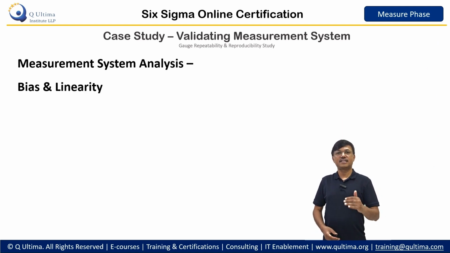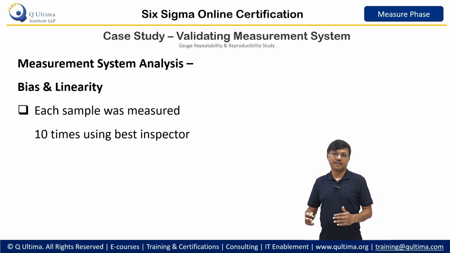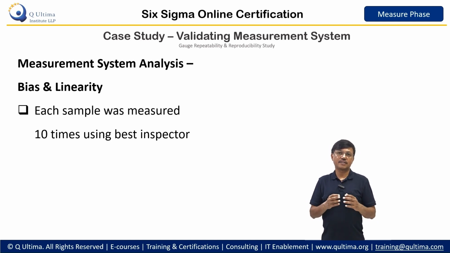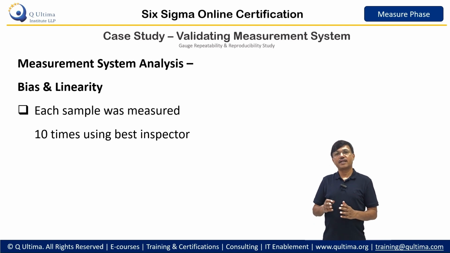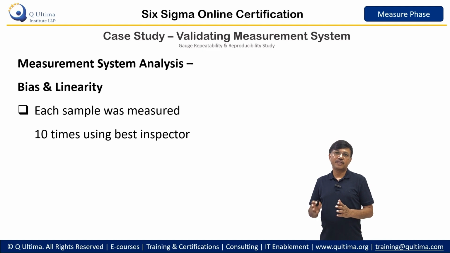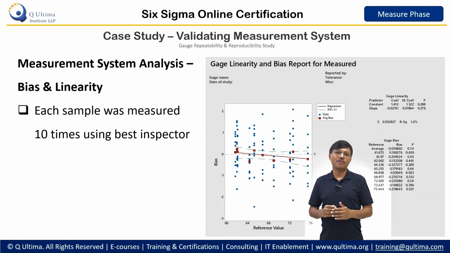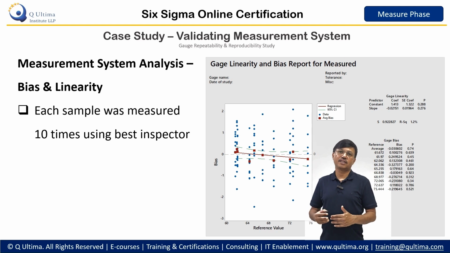Each of these 10 samples was measured using a very good inspector, and the readings given by the inspector were compared with the master readings. The difference between the master reading and the reading taken by the inspector is called bias, which you can see in the form of blue dots in the graph, where each blue dot indicates the difference between the measured value and the true value.